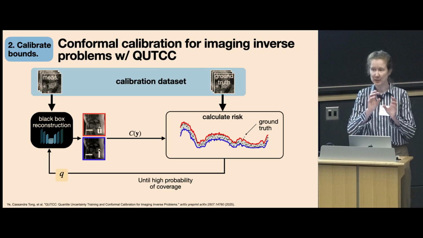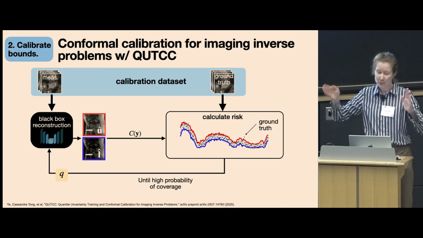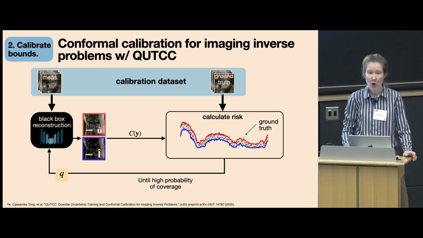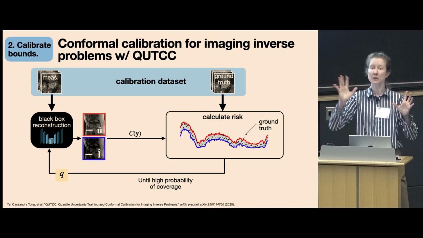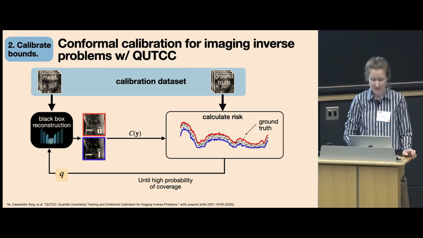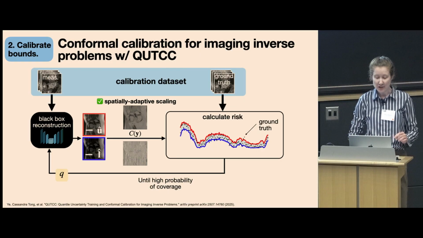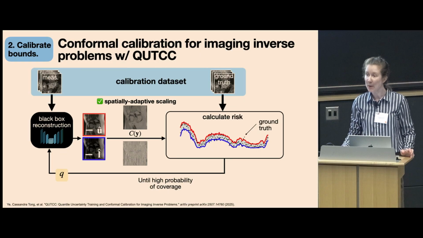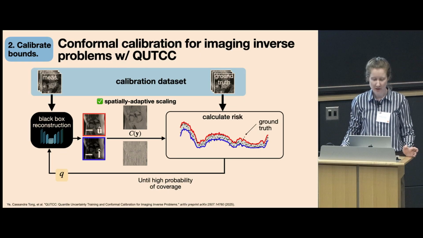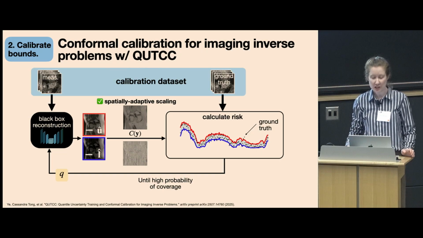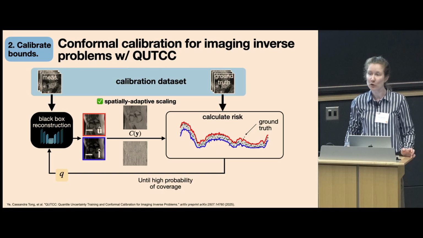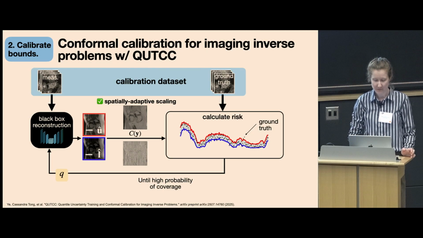Rather than calibrating something after the prediction, we calibrate the input to the network, which means that the calibration can globally affect the whole image. So now we can actually change the shape of those lines. And so this leads to a spatially adaptive scaling. So if you compare the bounds before and after calibration, it's actually sensitive to local features within the image.